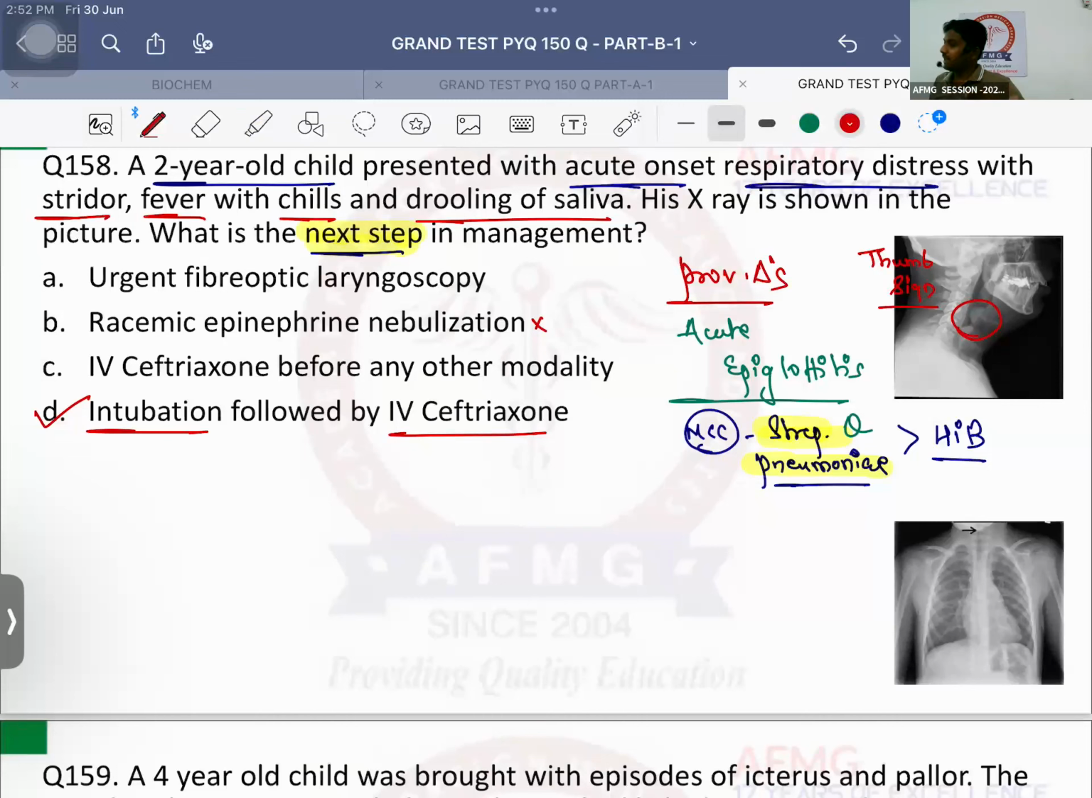No. You will give it, but later. Then you also give what? Edema है. Edema कम करने के लिए steroids. Okay, so steroids are definitely given in this patient, but again they are not the first priority.